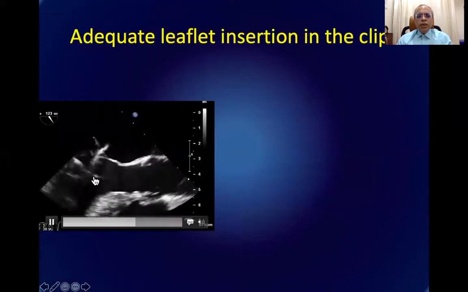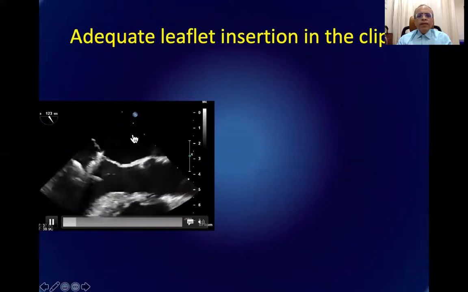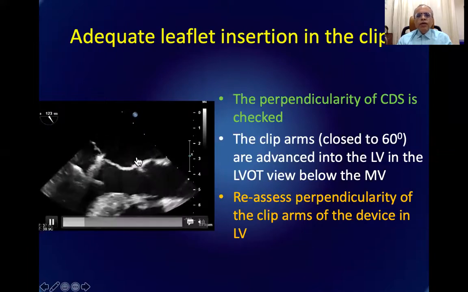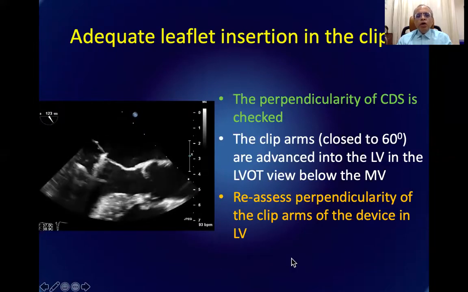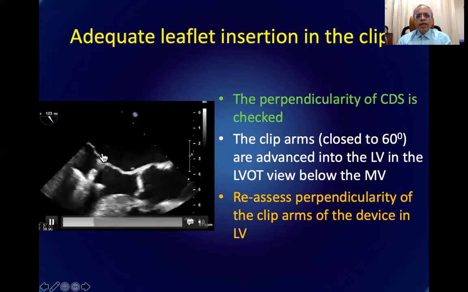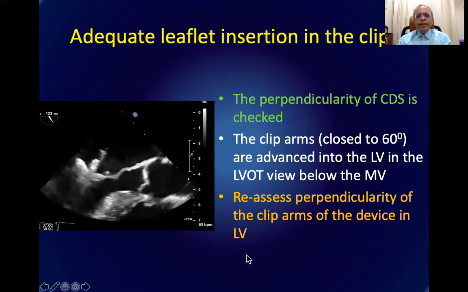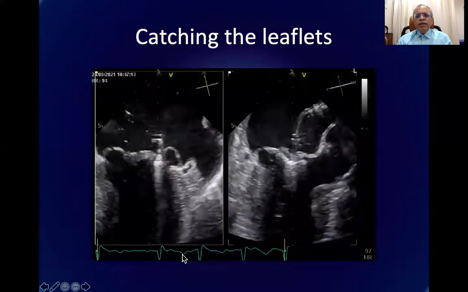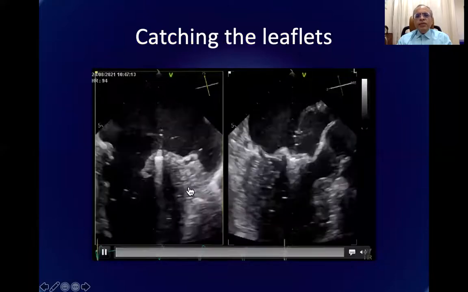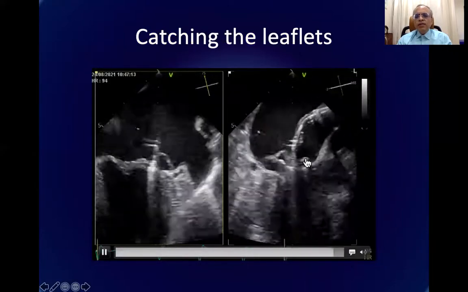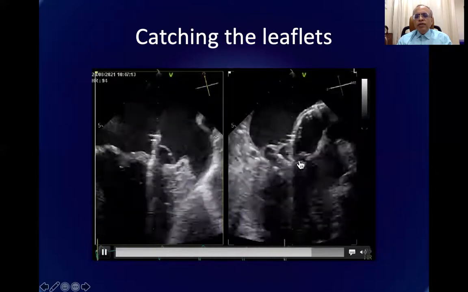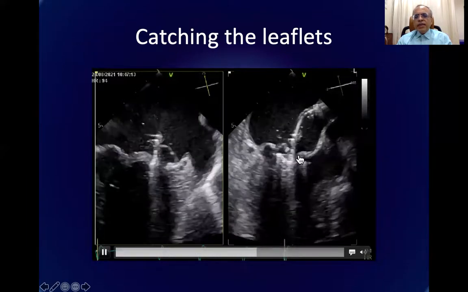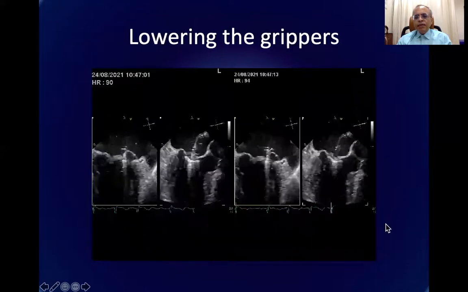Once the clip is well oriented, you open up the clip arms and pull it towards the LA and try to grasp the leaflets. For that, you use the long axis view, where you can look at the AML and PML lapping inside the clip arms. While you are pulling the clip towards the left atrium, see that both the leaflets are caught by the clip arms. This is seen when both the leaflets are lapping inside the clip arms.